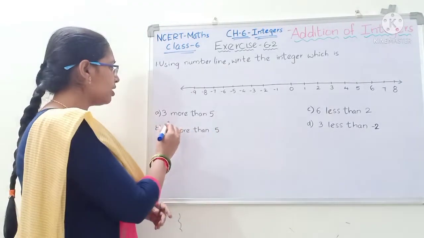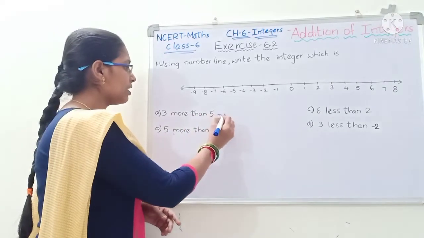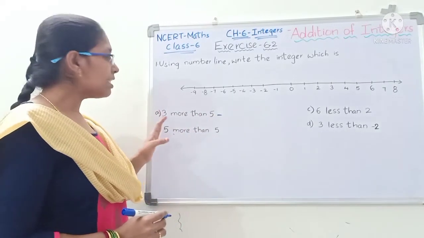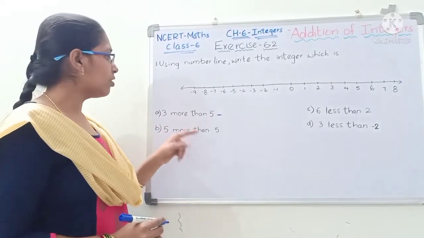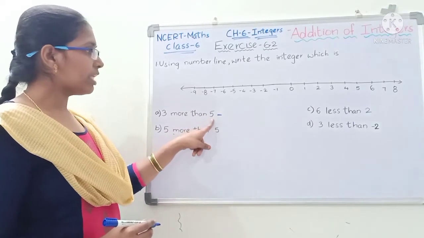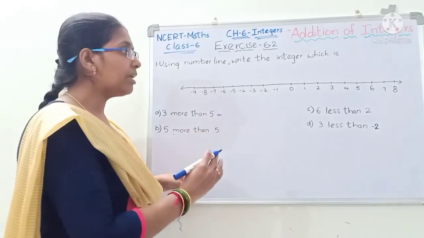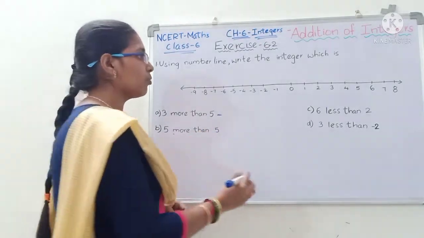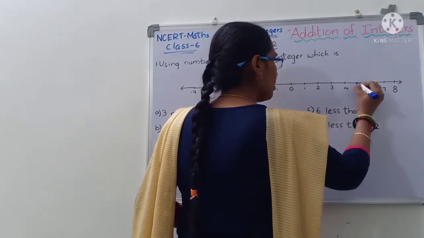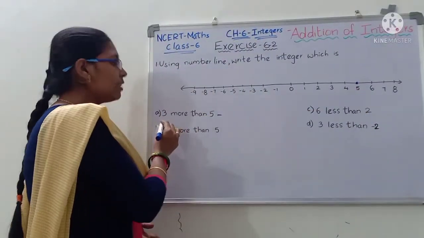What is the first question? 3 more than 5. That means, you can assume that it is 3 steps more than 5. First, the number given is 5. So, where is 5 on the number line? It is a positive number. So, it will be on the right side of 0. 5 is here. From here, they are asking 3 more.